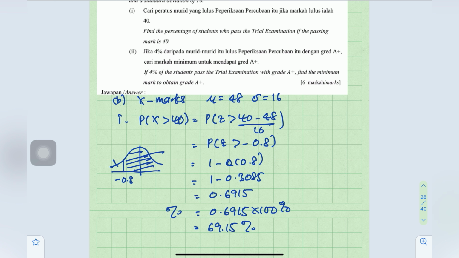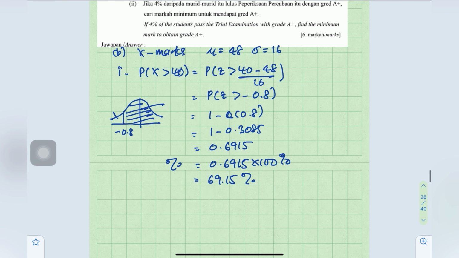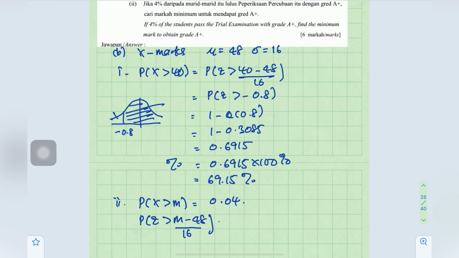B2. 4% of the students pass the trial examination with grade A+. Find the minimum mark to obtain grade A+. Okay, so for this one, we want to get the A+ mark. We do not know the mark. So X, the marks, more than, let's say, M, equals 4%. So 4 over 100, 0.04. Okay, we standardise first. P Z more than M minus mu, 48, over 16, equals 0.04.